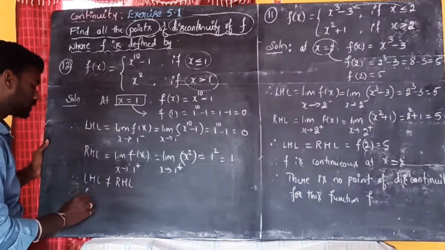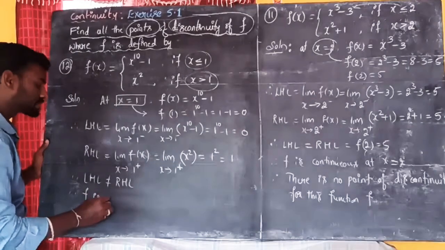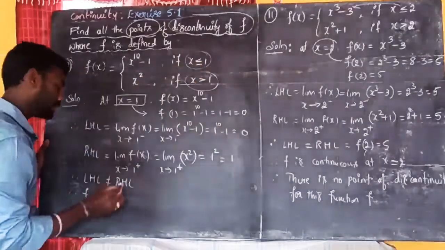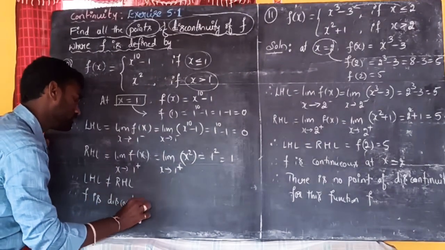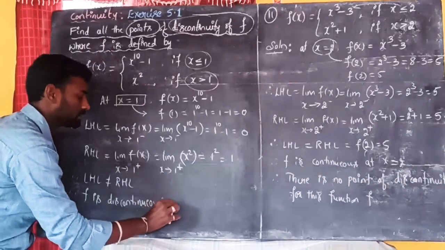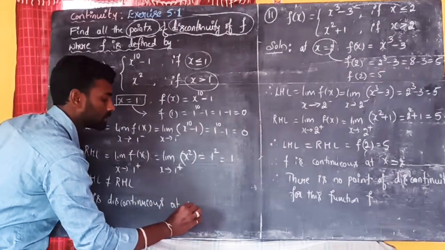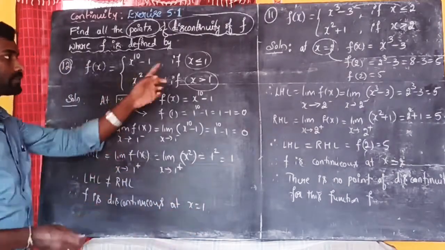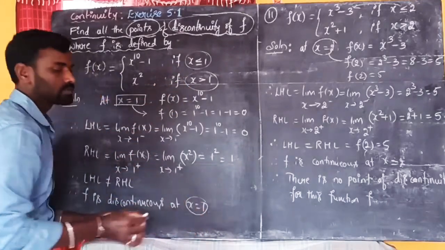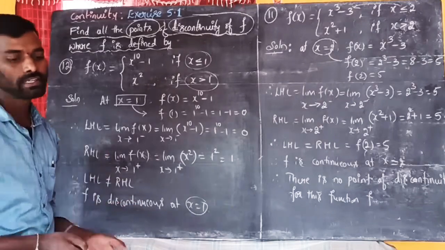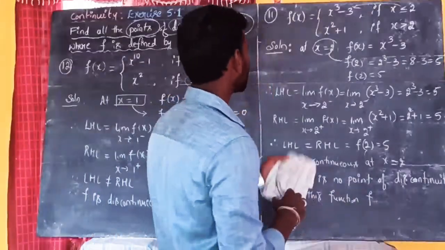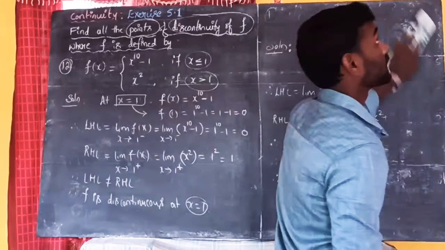Therefore, f is discontinuous at x is equal to this point 1. Therefore, the point of discontinuity is 1, or f is discontinuous at x is equal to 1. Okay, next.